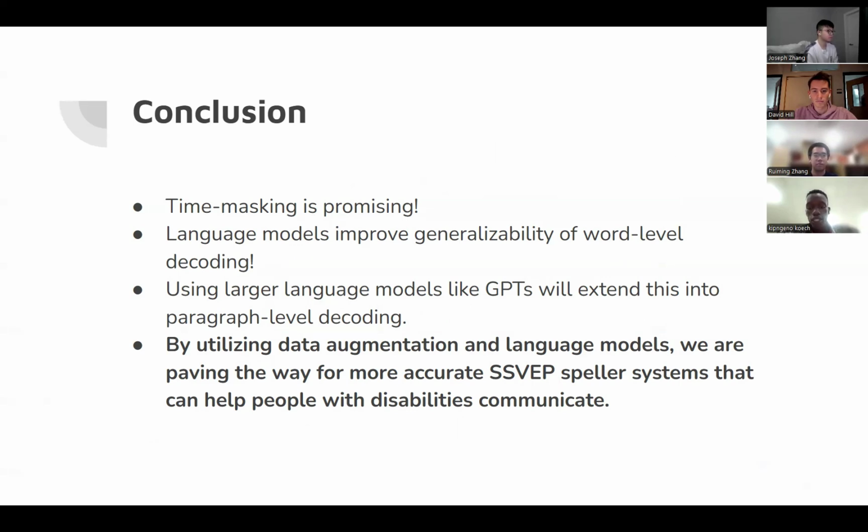By utilizing data augmentations and language models, we are paving the way for more accurate SSVEP speller systems that can help people with disabilities communicate.